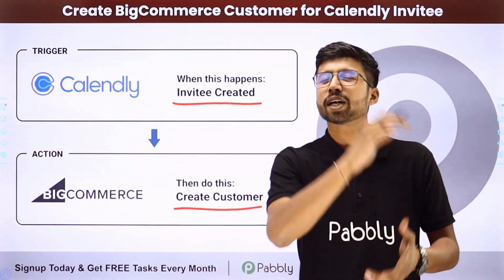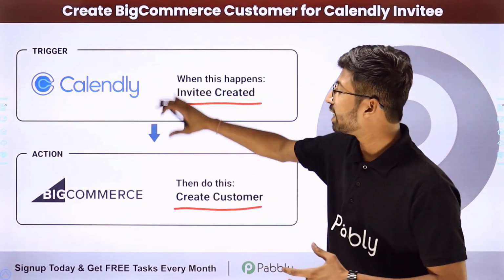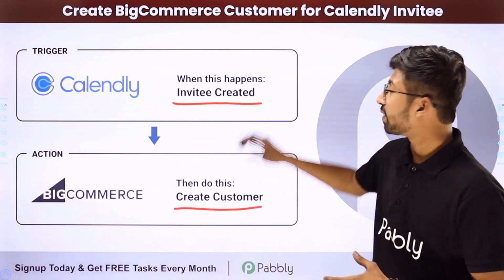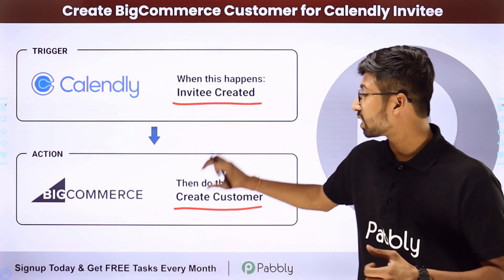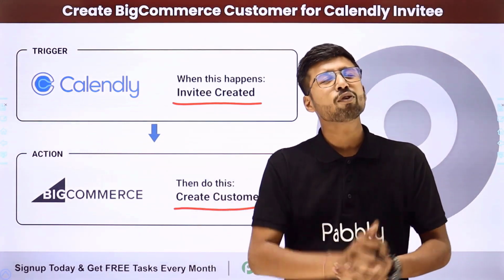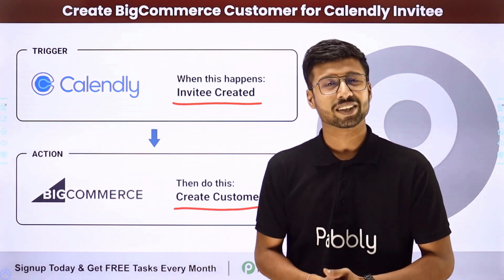So let me tell you, you can completely automate this process. So in this automation, we are going to connect Calendly with BigCommerce in such a way that whenever the invitee will be created in Calendly, automatically the same person will be added as a customer in BigCommerce. Now, if you want to know how you can set up this automation, for that, you just have to come with me to my screen.